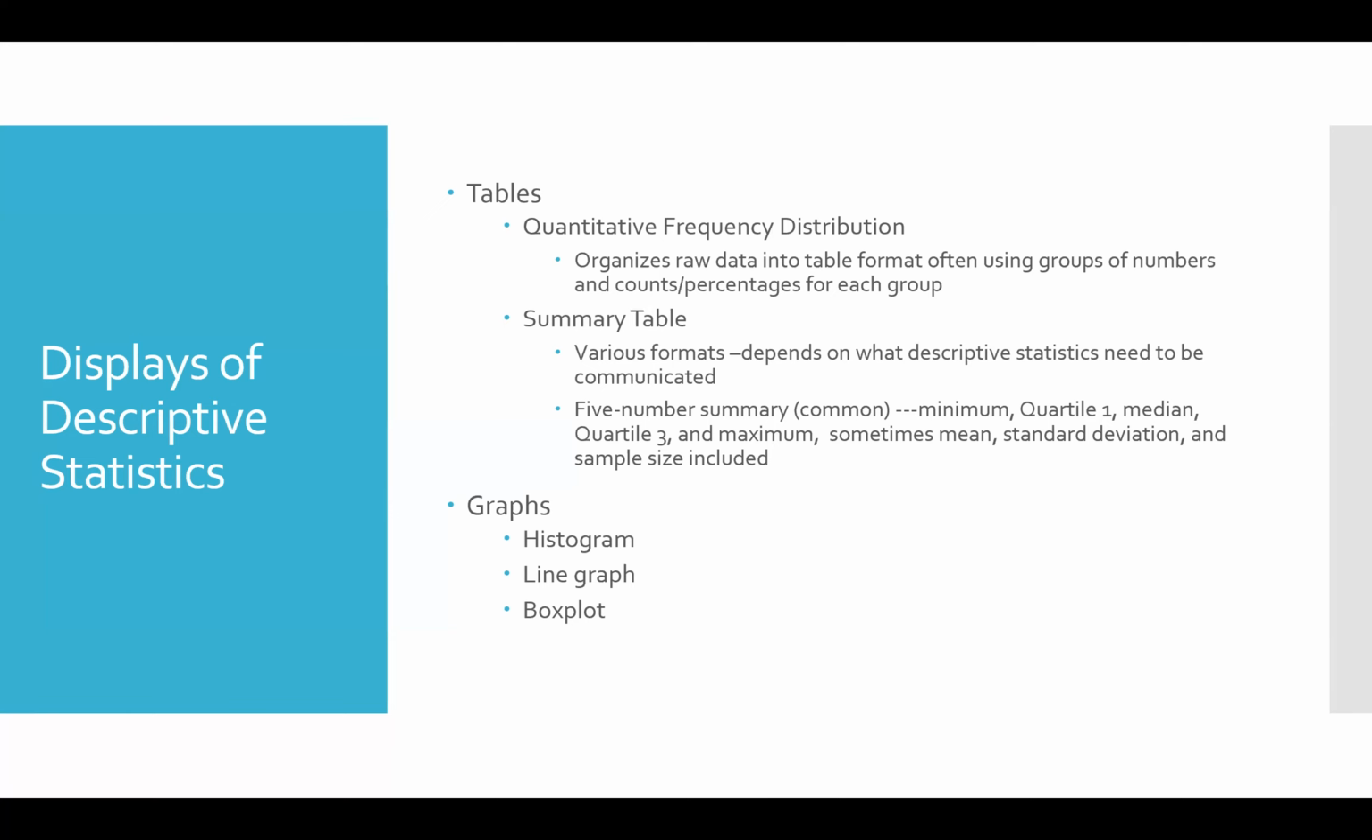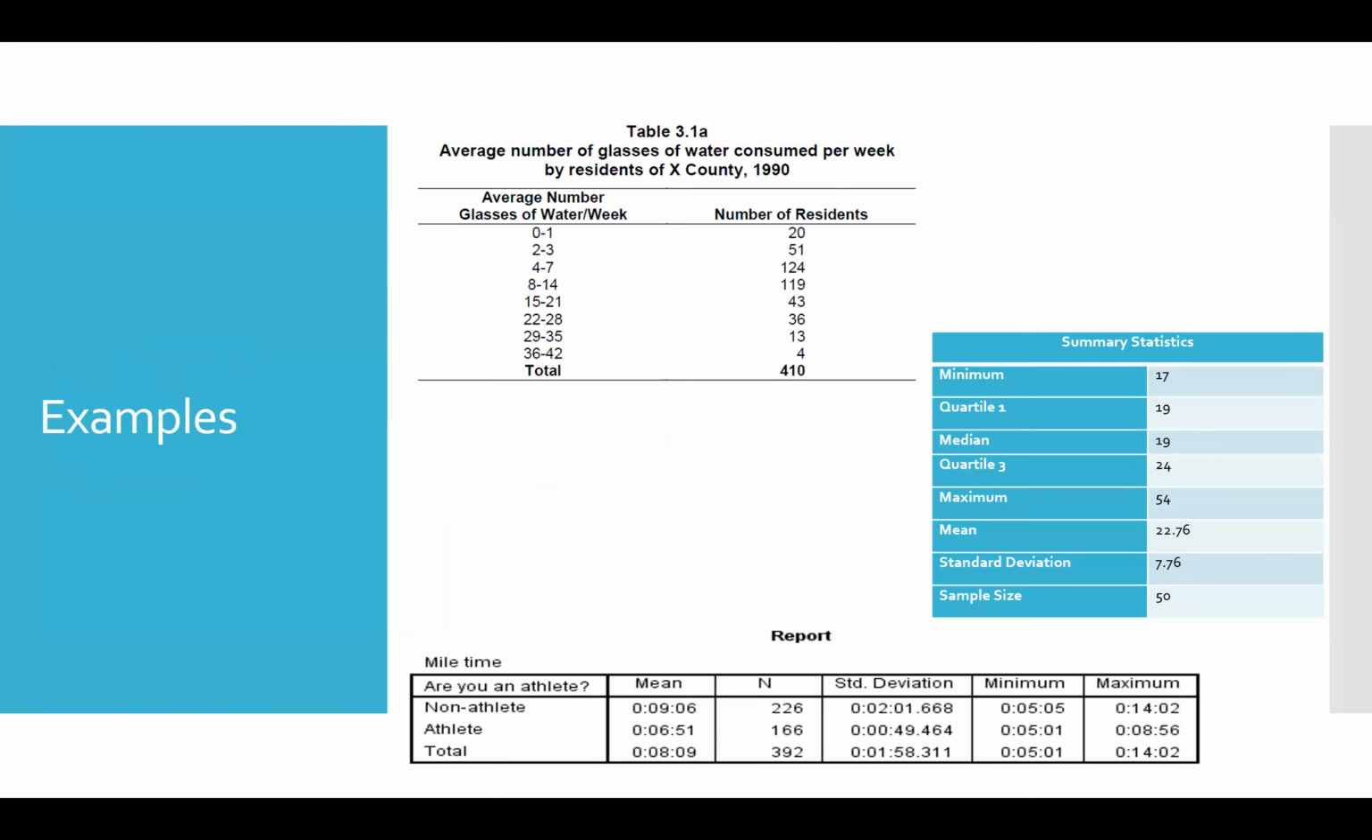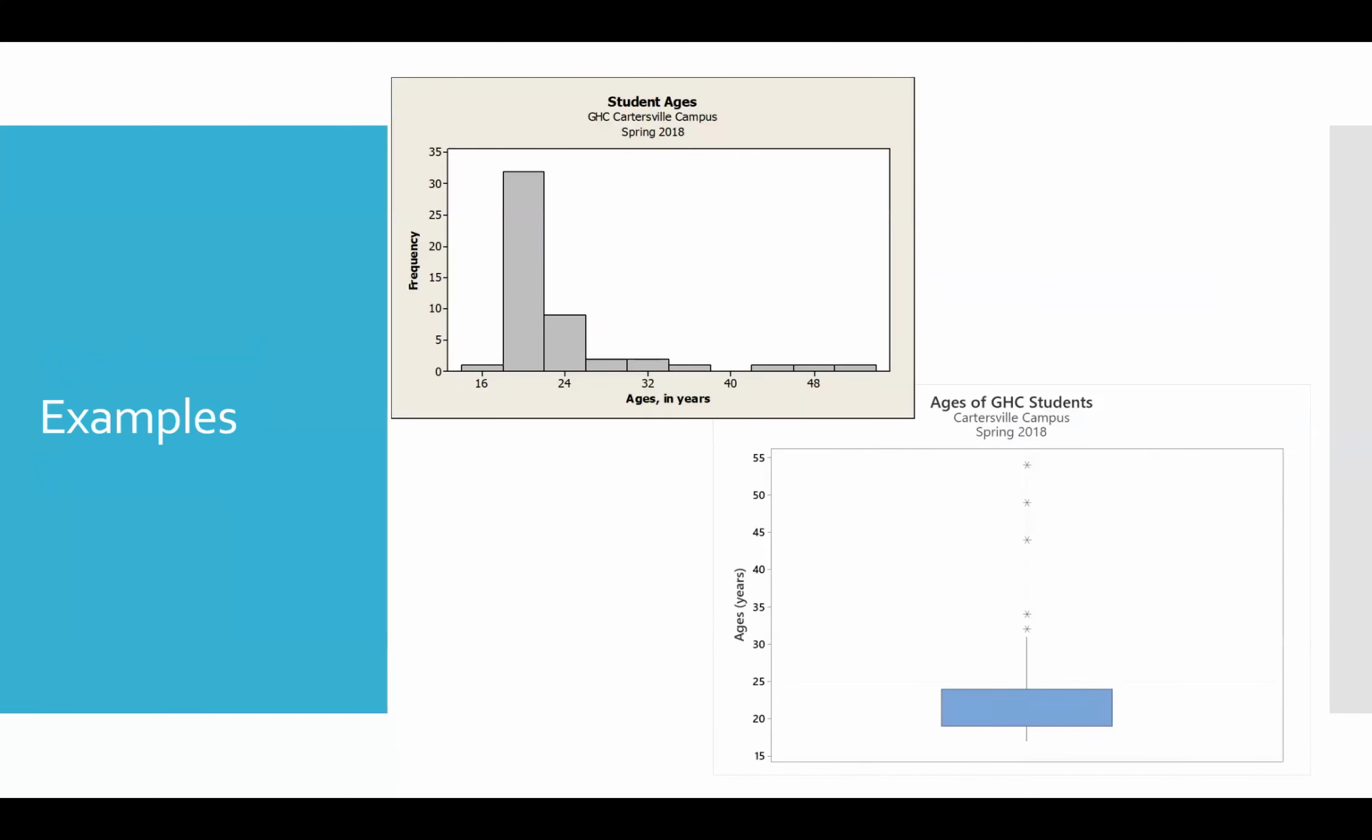Again, then we also can display descriptive statistics or quantitative data using a histogram, a line graph, or a box plot. Again, the two that you're expected to know are a histogram and a box plot. And then I just give you some examples of different ways that data is displayed. Okay, various ways you can set up a table. I give you some examples of the graphs that you can create, histogram and box plot.